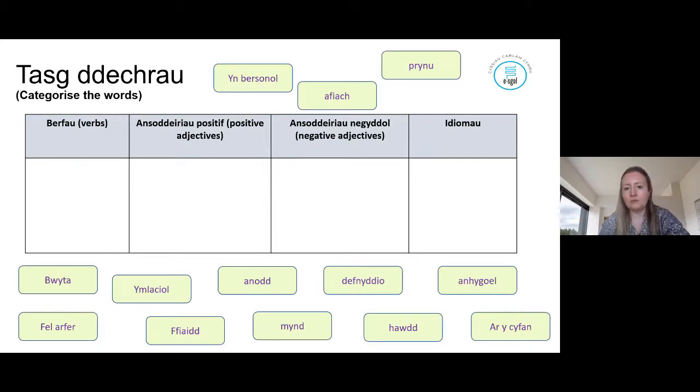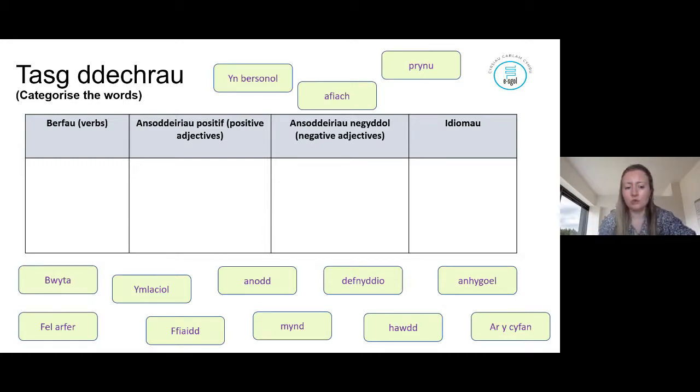Okay, so I'll read the words out so you can do this. But if you want to just jot this grid down, or at least just put next to the word that you're writing, what type of word it is. Is it a berf, a verb, an ansoddair positive, an ansoddair negyddol, neu idiom? And then you'll be able to see whether or not you can recognise these in reading pieces later on, okay?